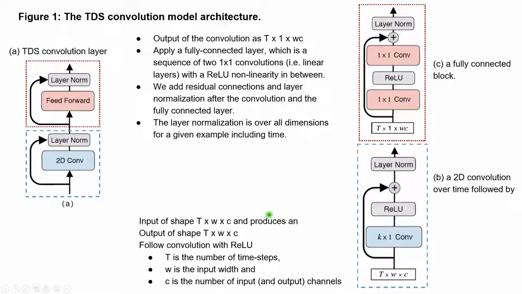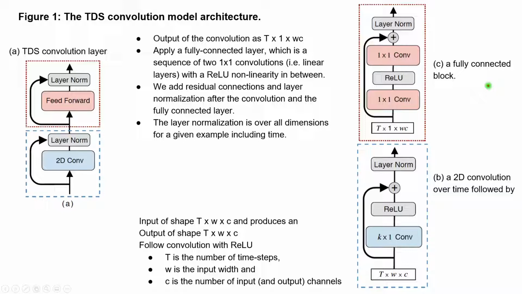So here, if you have the input of the shape T, W, C, where T is the time, W is the word, and C is the number of characters, and then you get the output of this particular shape here at this place. And then after convolution you apply the ReLU, and then this is the residual connection, with layer normalization on top of it. So this is a 2D convolution which is done over the time.